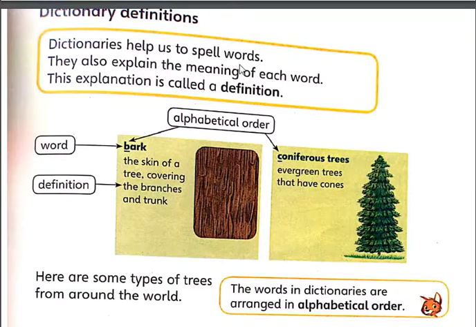Dictionaries help us to spell words, so they have a way to teach us how to spell words correctly. Number 2, they also explain the meaning of each word. This explanation is called a definition. So whenever we need to find the definition of a word, we don't know what it means, we have to go and find the definition in a dictionary.